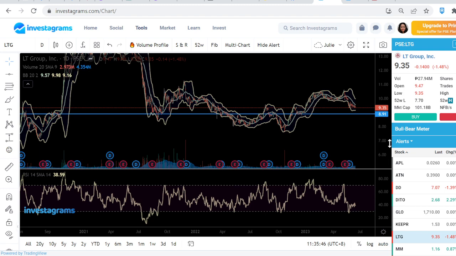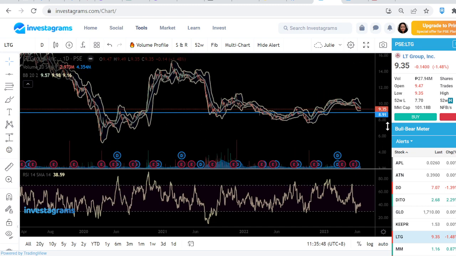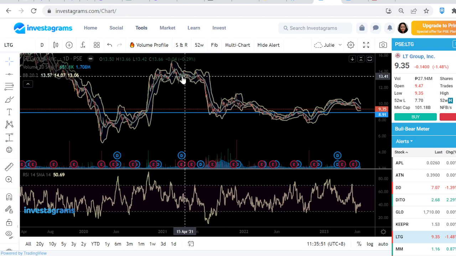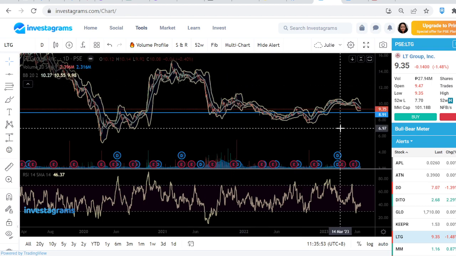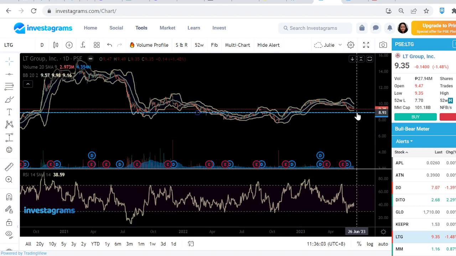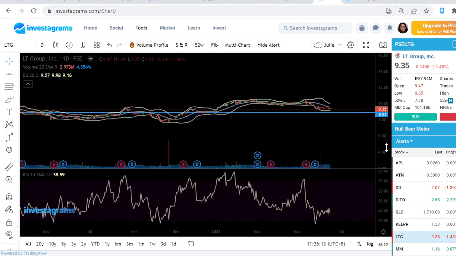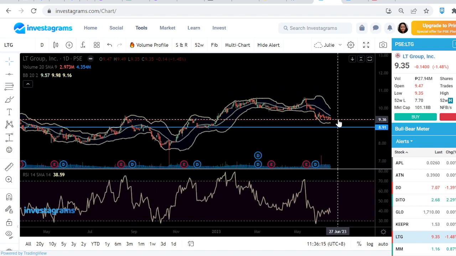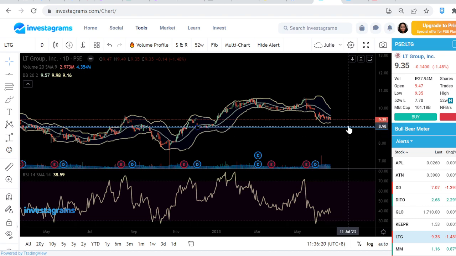Opposite dun sa Meralco na sa Meralco medyo mataas na level siya. Mga dito banda yung laro ni Meralco ngayon. This time around, it's the opposite. Ang laro ni LTG nasa support area siya, taking a long time. Since 2021, ganyan lang yung galawan niya, no? Medyo on the range trading nga siya with bias on the support level. So, ito ang magandang abangan. Malapit na actually. So, kapag mag-drop pa yan, may 891, good na yan.